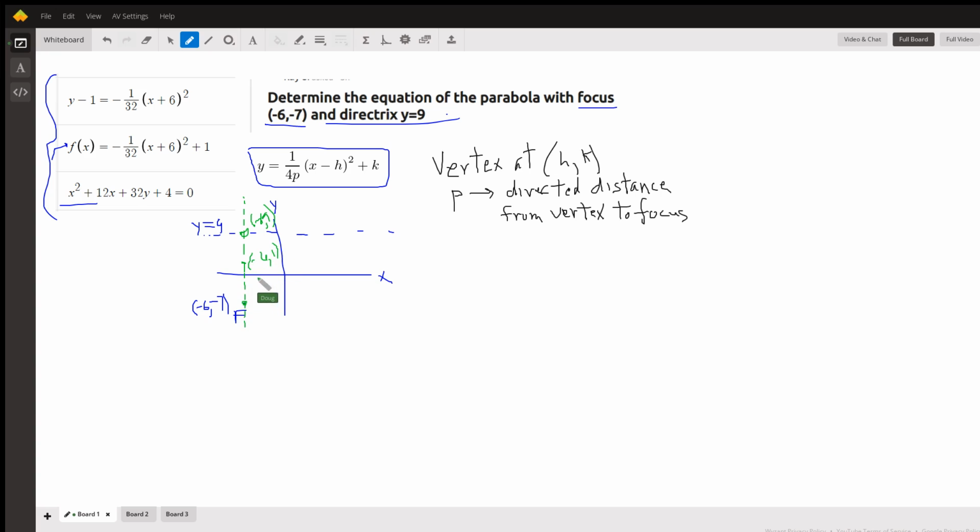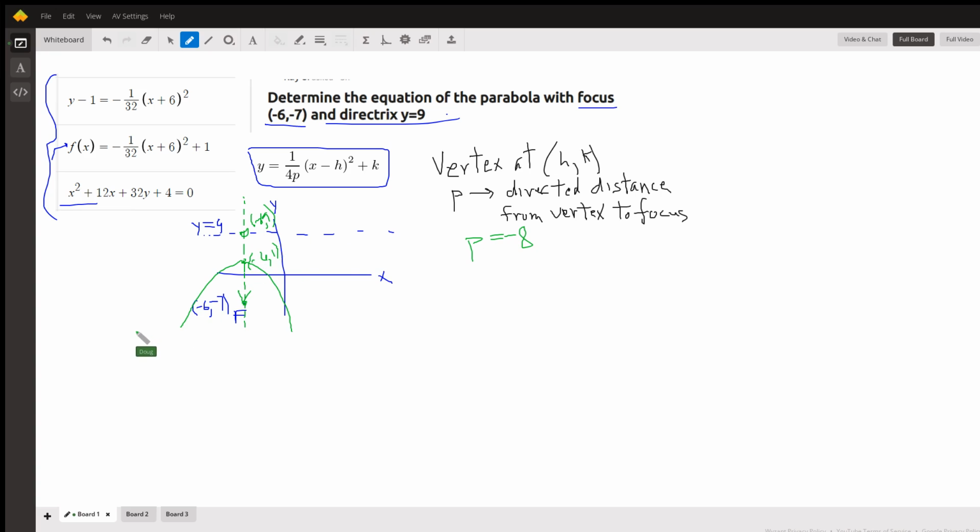And the focus is always, quote, in the interior of the parabola. So the parabola has to open downward. And so what we mean by directed distance is from the vertex towards the focus is in the negative direction. So the distance from 1 to -7 is 8, but the directed distance is -8. So in our case, p equals -8. We've got the vertex at -6, 1.